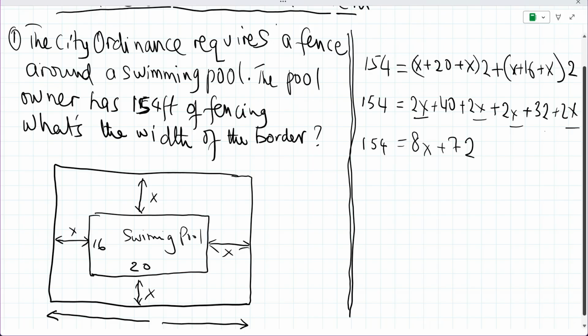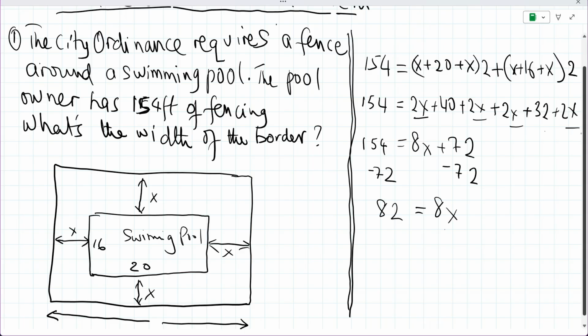So we then try to isolate x. And we do that by subtracting 72 from the right-hand side. And what we do to one side of an equation, we must do to the other. So we also subtract 72 from the left-hand side. And we are left with 8x is equal to 82.